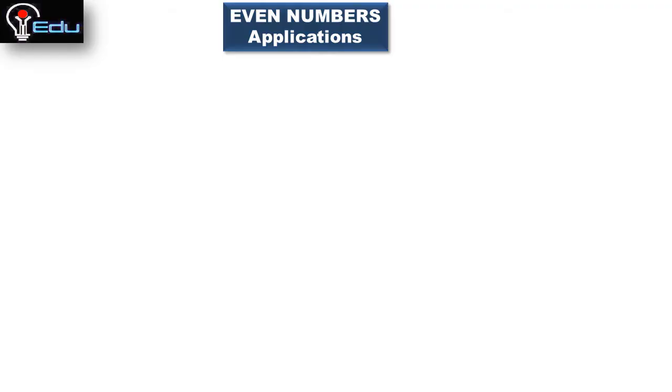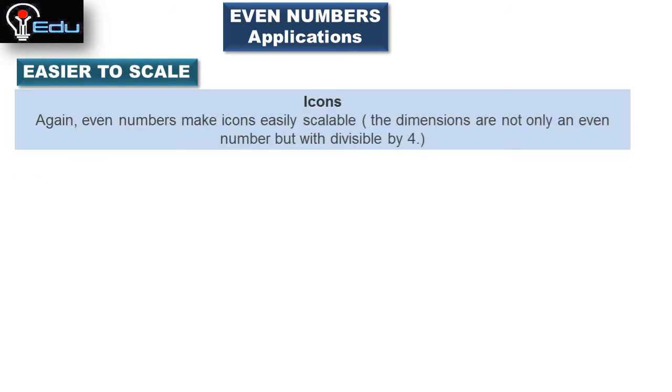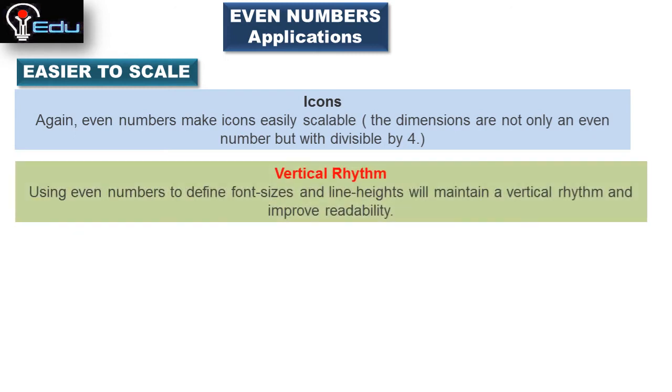And next even numbers applications are icons. Even numbers make icons easily scalable. The dimensions are not only an even number but also divisible by 4. So next is vertical rhythm. Using even numbers to define font sizes and line heights will maintain a vertical rhythm and improve readability.